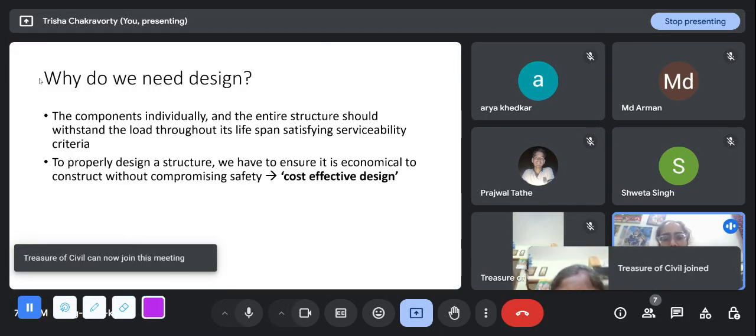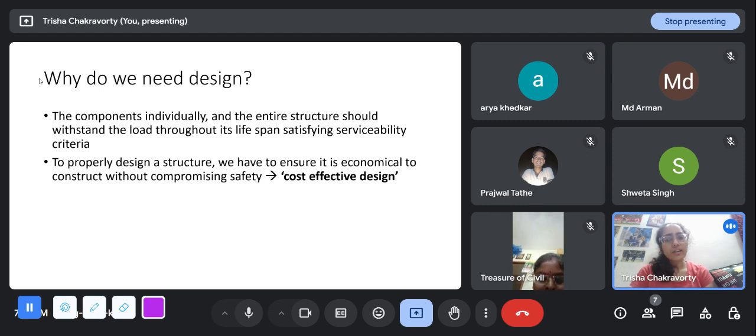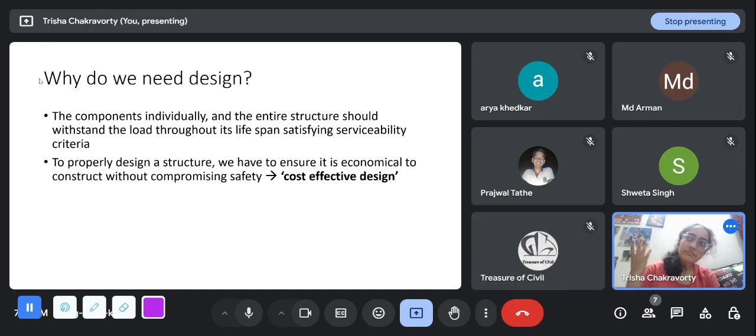To properly design a structure, we have to ensure that it is economical to construct without compromising safety. This is also very important because we cannot keep increasing the safety to an infinite level. Infinite doesn't exist, but whatever structure you see around you, it was always possible to make it safer. When you see the beams or columns in the room you are sitting in, there is some amount of steel reinforcement inside the concrete. It could have been more, right? Then it would be safer, and like that it could always be safer.